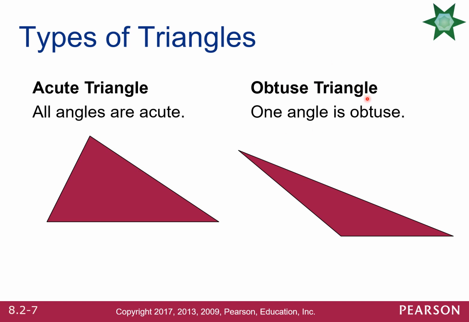In an obtuse triangle, one of the angles is greater than 90 degrees. That's what makes an angle obtuse. An obtuse angle is an angle measure which is greater than 90 degrees but less than 180 degrees. So in this figure here, one of the angles is an obtuse angle. The other two are acute angles. Now, if one of the angles is an obtuse angle, the other two will always be acute angles.